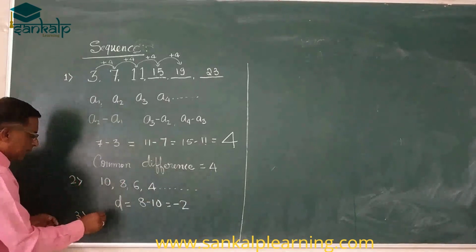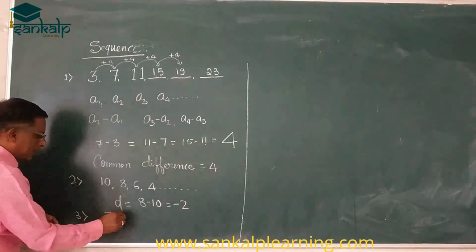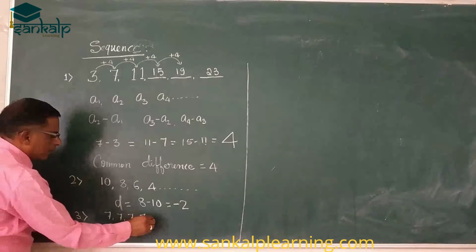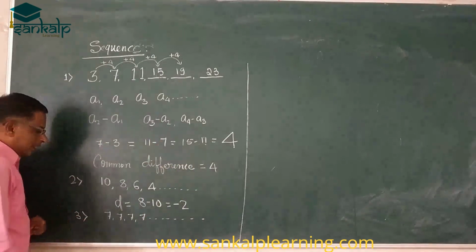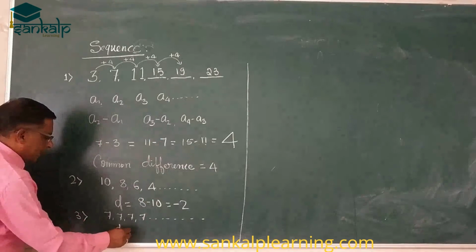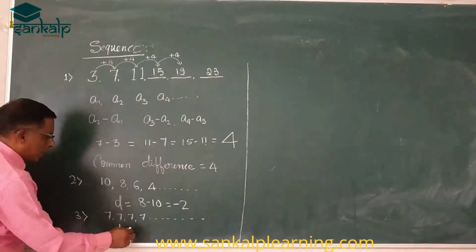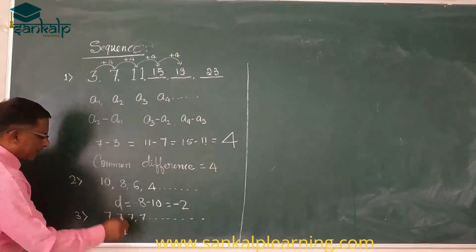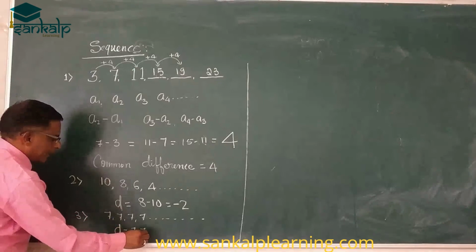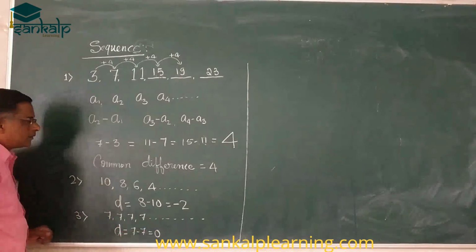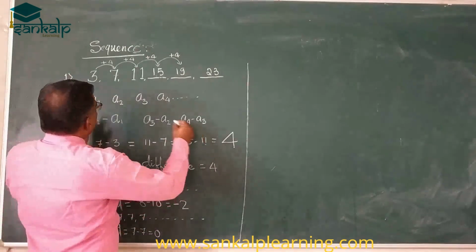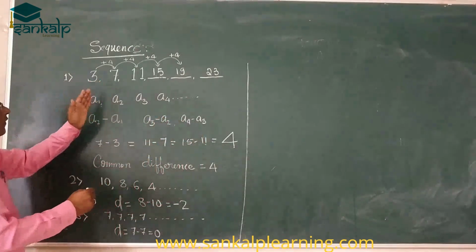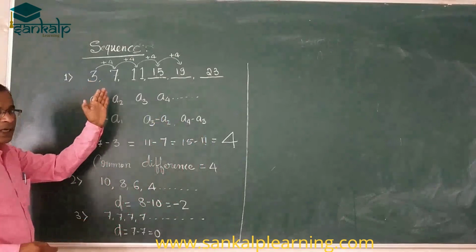In the third example, say 7, 7, 7, 7 only. This is also a sequence. But in this example, what you can notice is the D value, the common difference, which we denote by D, is 7 minus 7, which is 0. In the three examples we can observe, the list of numbers are following a certain rule.